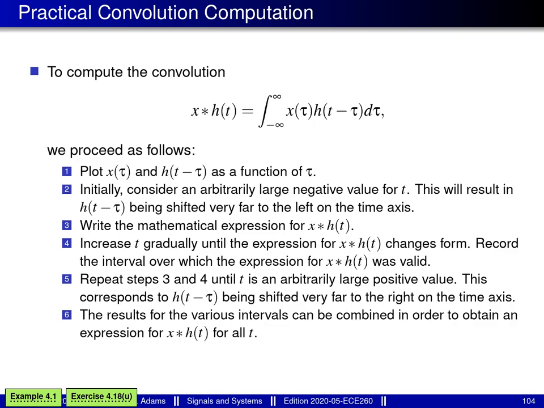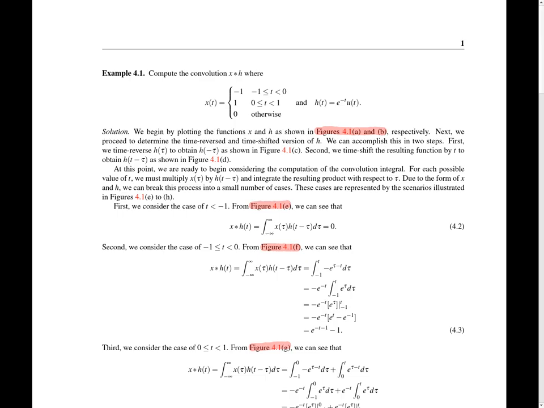At this point, I'd like to consider a couple of examples of computing convolutions, and the first example I'd like to consider is example 4.1. In this example, we're given two functions, x and h, and we're asked to compute the convolution of these two functions. In particular, the function x is given by this formula here, and the function h is given by this formula here. Now, the particular method we're going to use is the so-called graphical method, where we're going to use graphs to guide us in doing this convolution computation.